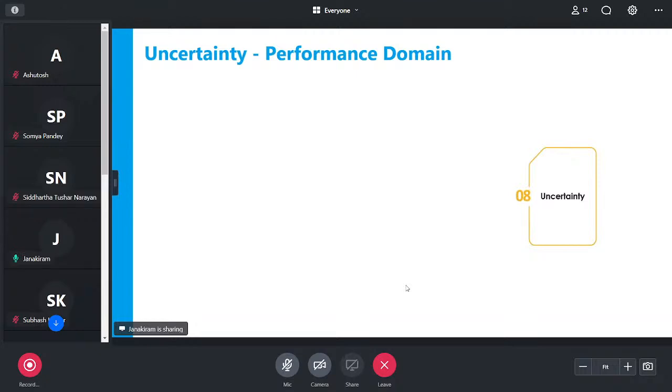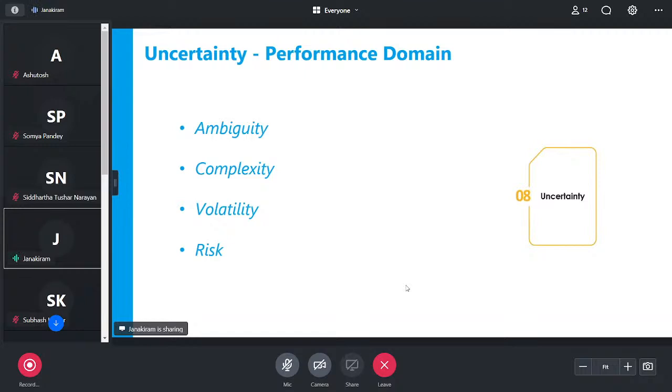Your uncertainty is nothing but risk, if you ask me, right? It's also a performance domain. It can include the complexity of the project. Complexity brings uncertainty as well. It can bring volatility, right? Your project may be subject to constant changes. That brings uncertainty as well. Ambiguity, right? Ambiguity is having too many options and not being able to take a decision. That is ambiguity as well. So that can bring uncertainty. Risks bring uncertainty. So this performance domain deals with handling uncertainty.